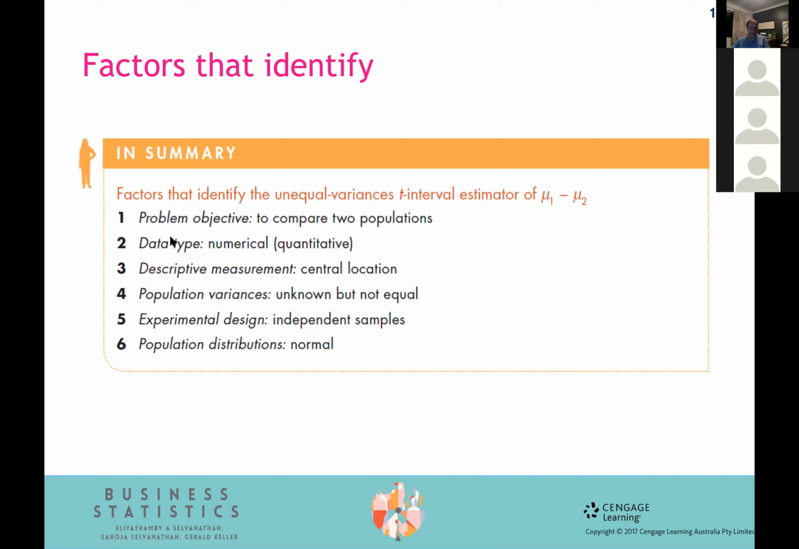So when do we use this technique? When we want to compare two populations. When our data is numerical. What we want to estimate is the central location, which is the mean or the average. And the population variances are unknown and potentially not equal. Experimental design is independent samples, and the population distributions are more or less normal.